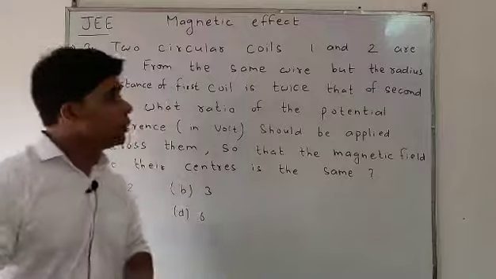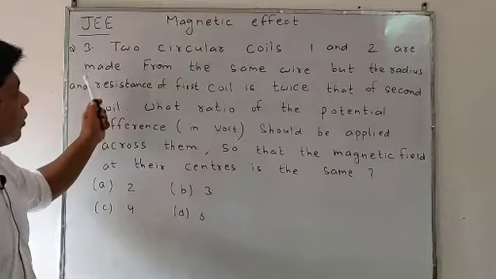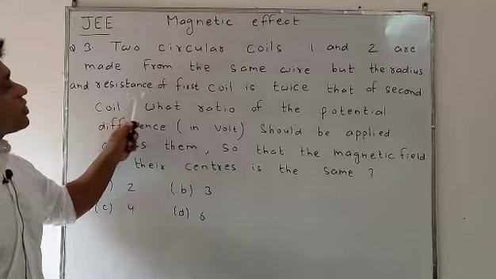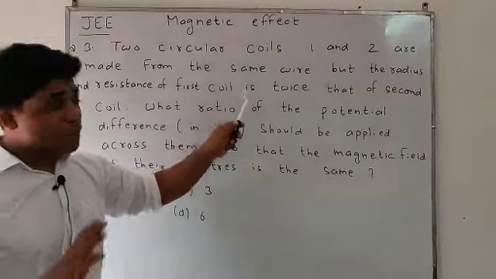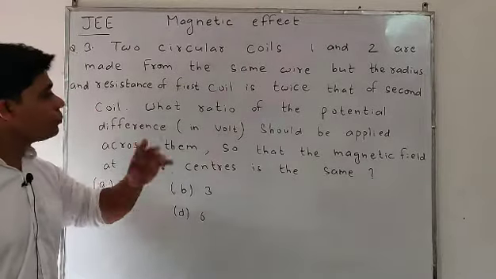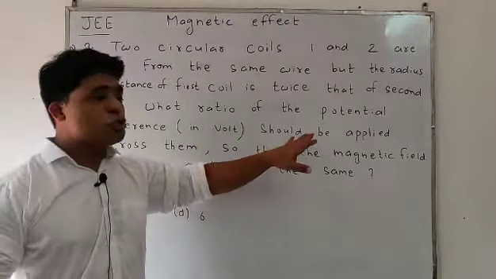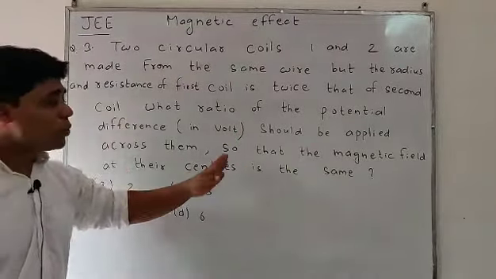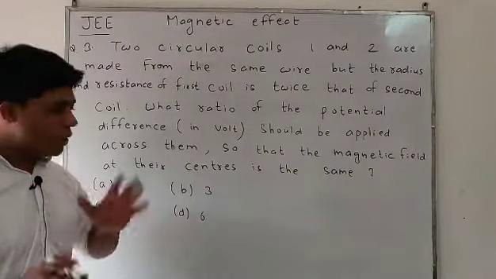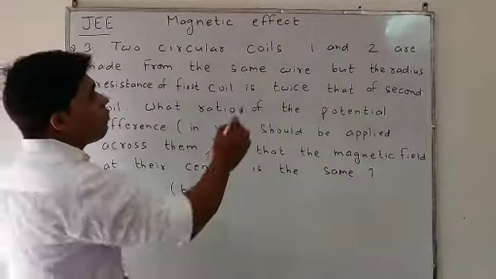Now students, question number 3. Two circular coils, marked 1 and 2, are made from the same wire having the same material, but the radius and resistance of the first coil is twice that of the second coil. That is the important condition that we are given. What ratio of the potential difference in volts should be applied across them so that the magnetic field at their centers is the same? Actually we are given two coils, 1 and 2.